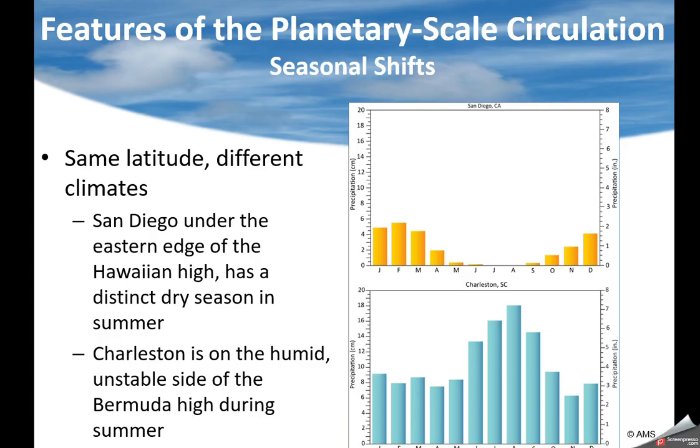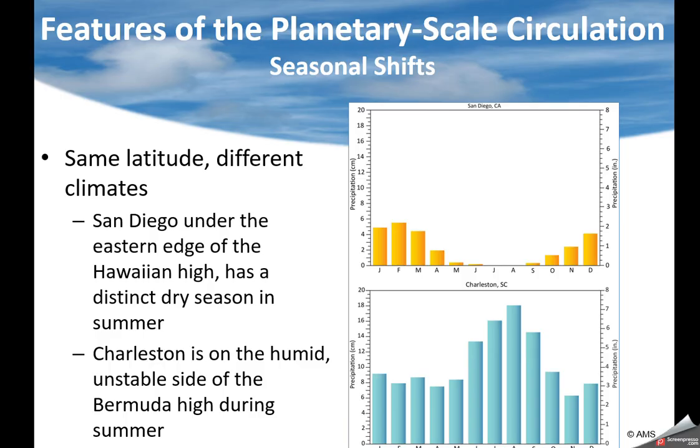All right. Even in a global circulation, some areas that are actually at the same latitude have very different climates. San Diego is exactly at the same latitude as Charleston, South Carolina. San Diego has almost no rain in the summer. Charleston, South Carolina has tremendous rain.